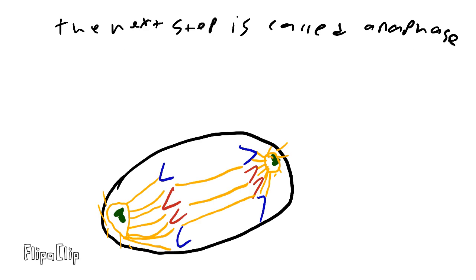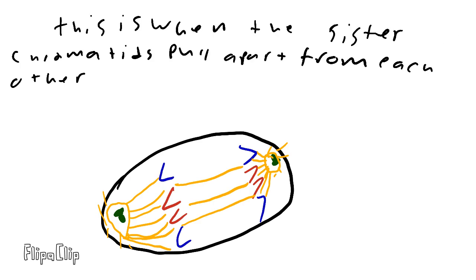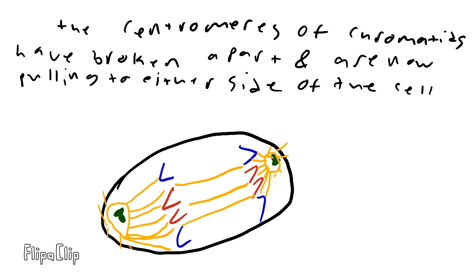The next step is called anaphase. This is when the sister chromatids pull apart from each other. The centromeres of the chromatids have broken apart and are now pulling to either side of the cell.